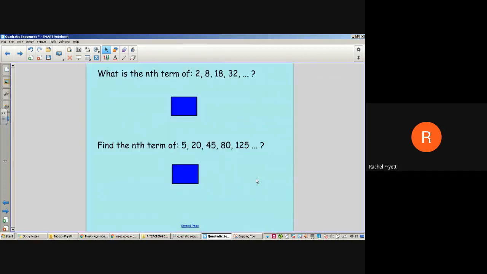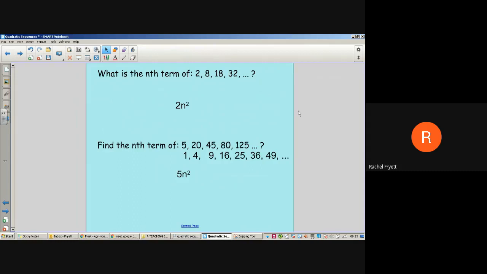Okay, let's have a look at these. Again, I've got my square numbers, and looking at the difference between them, hopefully you can see that this time they're double. So we would write that as 2n squared. Now you have a quick go. What do you think the nth term of that sequence is going to be? Hopefully you spotted that it's 5n squared.